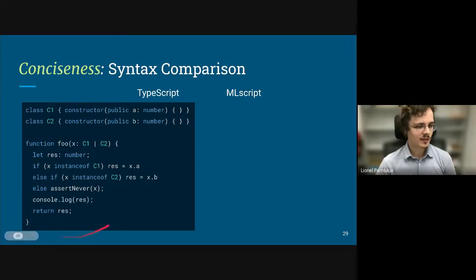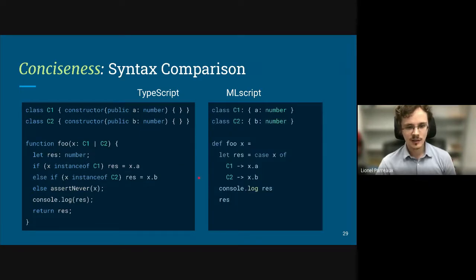Here's a TypeScript code snippet that you may define to manipulate some classes, C1 and C2. It does some instance tests on C1 and C2 in order to know which field to access. Nothing surprising here. This uses flow typing, right? Because there's a conditional that tests if the parameter is an instance of C1, which rules out the C2 case, meaning that we can access the A field in C1. And this is the same in MLscript, where you can see that the syntax is expression-oriented. So, for example, you can use case expressions, which is basically the same as instance tests, where we're testing whether the parameter x is of type C1, and if so, it accesses the field A, etc. Okay.